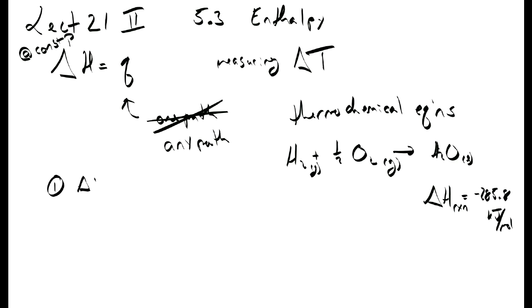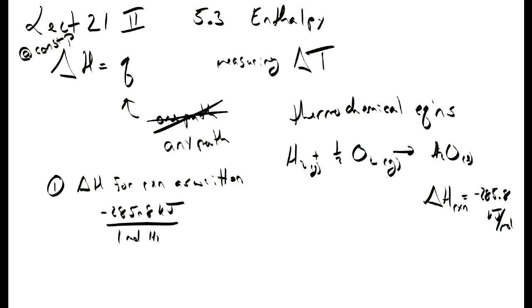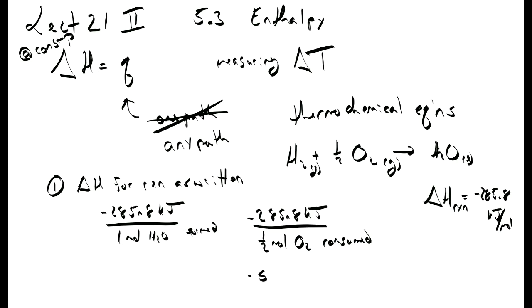One, that is the delta H for the reaction as written. So that's negative 285.8 kilojoules released for every 1 mole of H2O formed, or negative 285.8 kilojoules for every 0.5 mole of O2 consumed. Okay, so that's something you have to be careful of, because that would mean negative 571.6 kilojoules for every 1 mole of oxygen consumed.